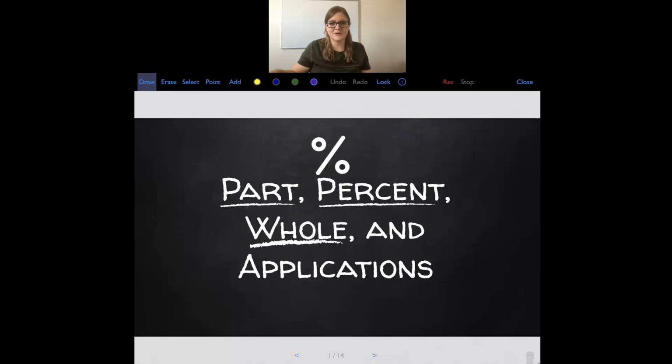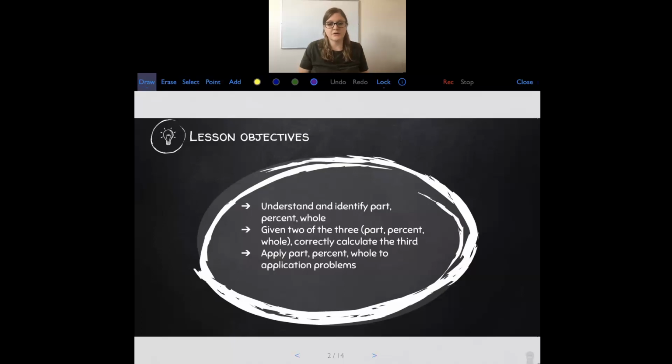In this lesson, we're going to go over part, percent, whole, and some applications. So our goals are to understand and identify in a given problem what the part is, what the percent is, and what the whole is. Usually what happens is we're given 2 out of the 3, part, percent, or whole, and then we need to correctly calculate the third, and we'll apply part, percent, whole to some application problems.